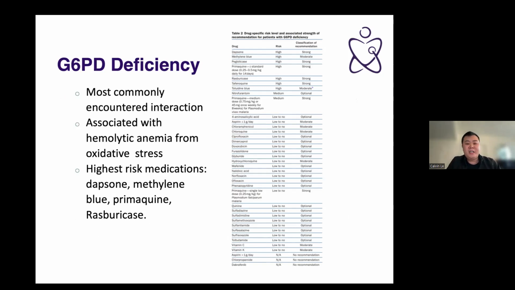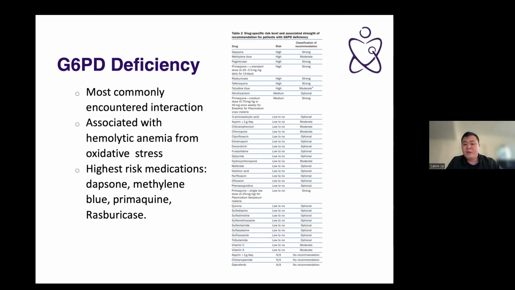So G6PD is the most commonly encountered gene-drug interaction. It's associated with a risk of hemolytic anemia from oxidative stress. G6PD is the enzyme that forms the NADPH that cells need to reduce these reactive oxygen species. The highest risk medication that's commonly encountered is dapsone, but as you'll note, there are a few other medications like methylene blue, primaquine, and some of the uric acid lowering medications like rasburicase have been implicated as well.